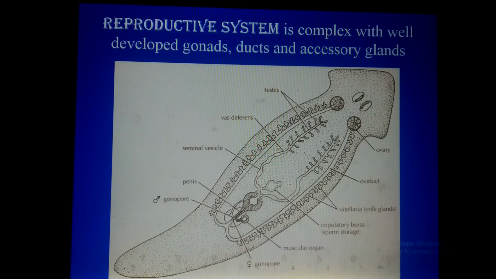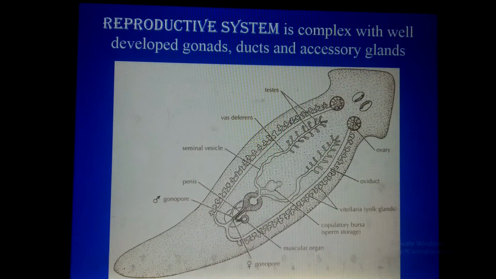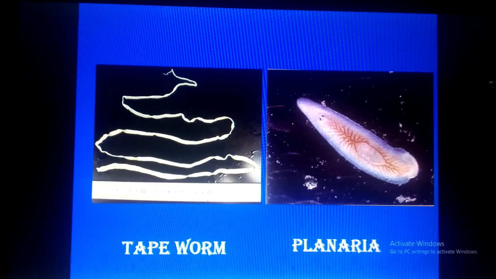They are bisexual, meaning bisexual hermaphrodite. They are not unisexual. They are bisexual and hermaphrodite. Both sexes are present in the same organism, as you can see here in the figure. Male and female. This is the male and this is the female. The male produces the sperms and the female produces the egg, and then fertilization and many more. Tapeworms and planaria are examples of the phylum Platyhelminthes, and you can search for more of them and observe them.